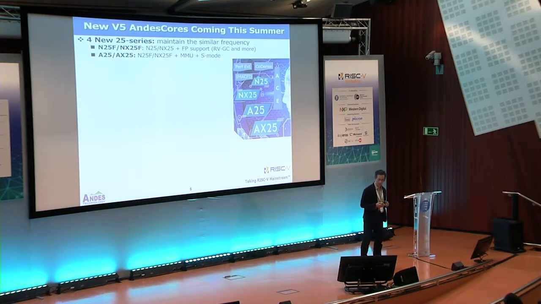Now, new V5 cores coming this summer. It's not a movie. So we have four 25 series coming, and we will maintain a similar frequency. So N25F and NX25F are adding the floating-point support. Going to talk about that later. And A25 and AX25 are adding MMU and also SMP support for running Linux.